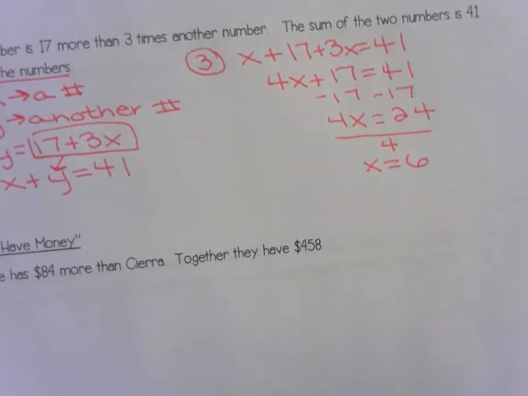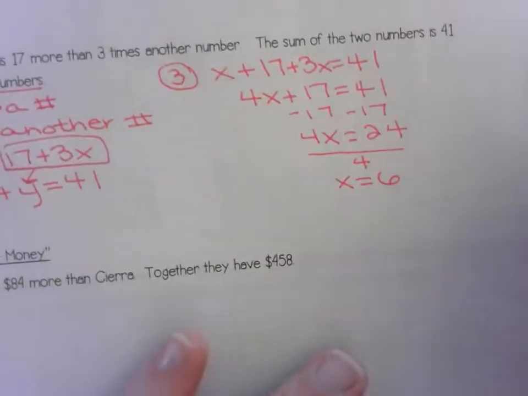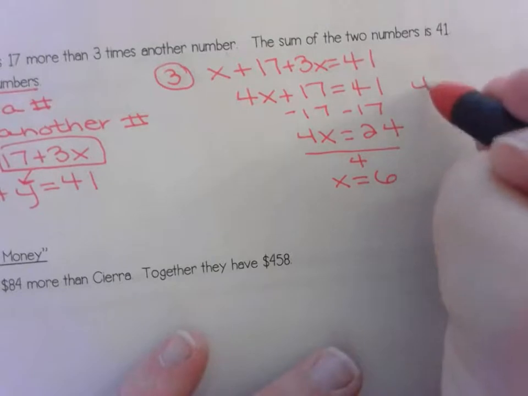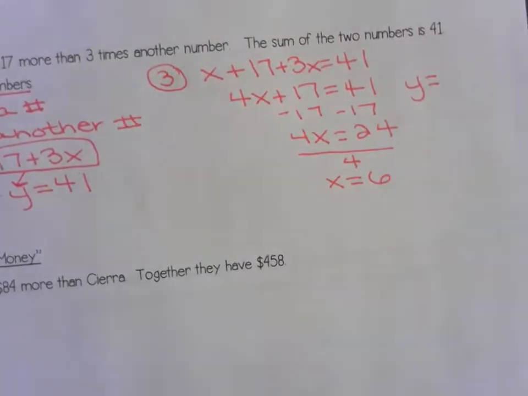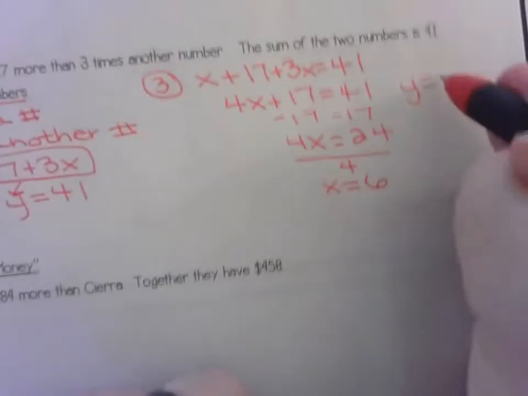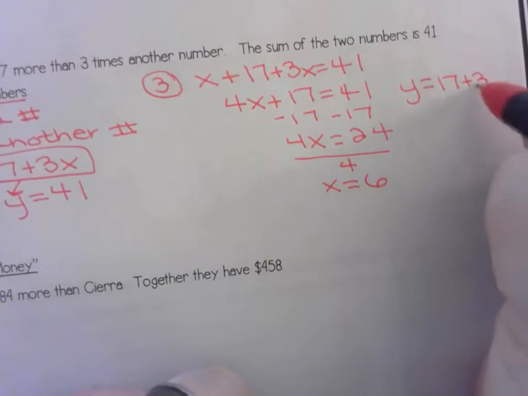This is all review. Now make sure you answer the question. Sometimes they're just going to ask for one of the things and not both. But in this case it says find the numbers, so I need to find both numbers. So if I found one number to be 6, how do I find the other number? Plug it in. Substitution is nice because there's always going to be a nice equation to plug it into. I have y equals 17 plus 3x. So I take 6 and plug it in where x is in that equation.